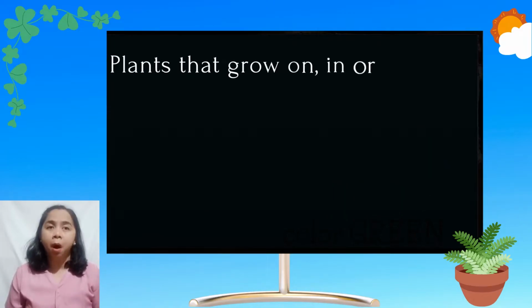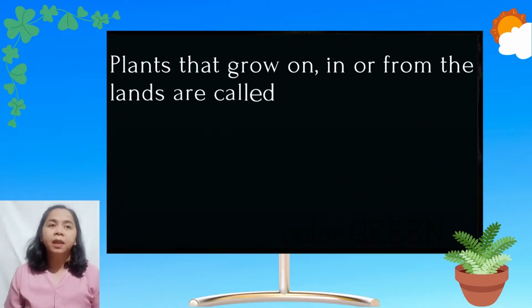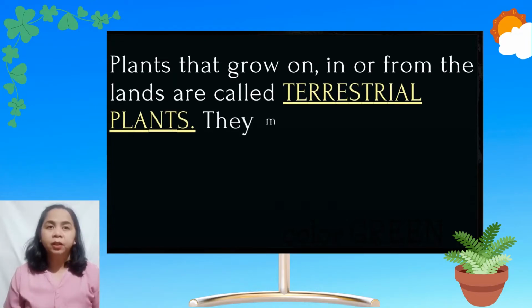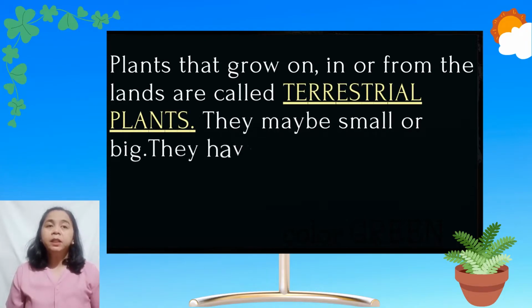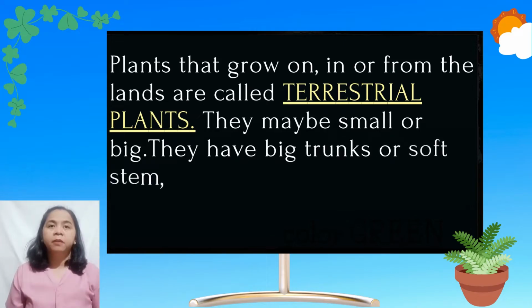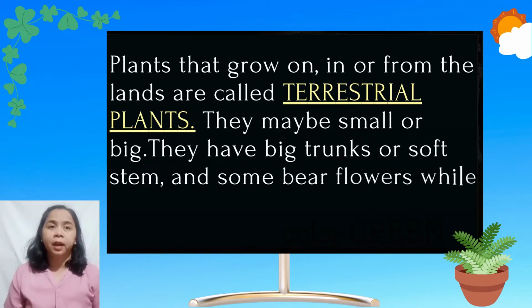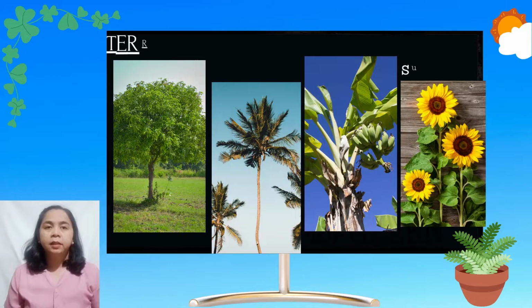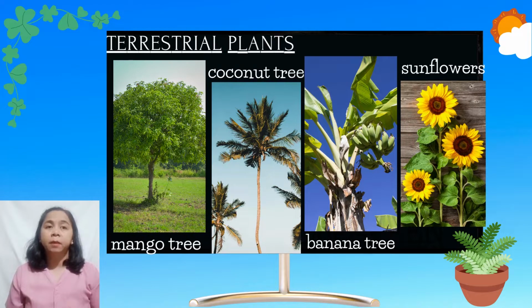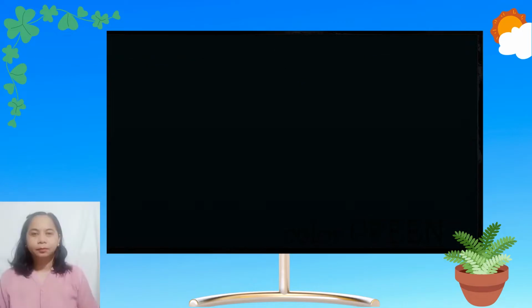Plants that grow on, in, and from land are called terrestrial plants. They may be small or big. They have big trunks or soft stems, and some bear flowers, while others don't. Examples of terrestrial plants are mango trees, coconut trees, banana trees, and sunflower.